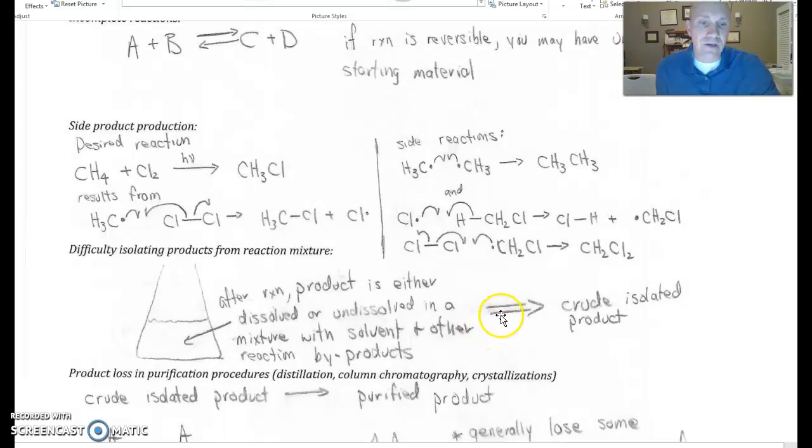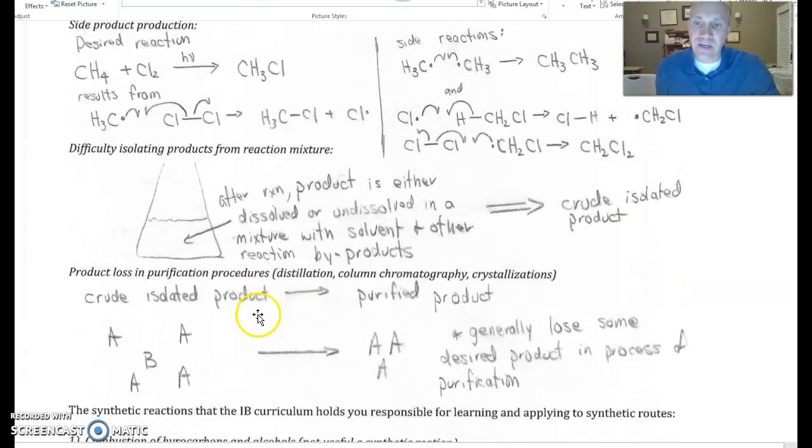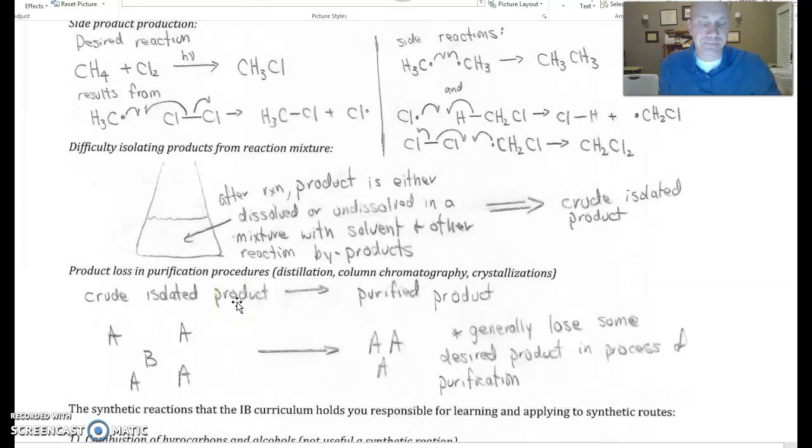There's a couple ways that you can do this, but generally what you call the material once you get it all by itself is the crude isolated product. And crude just means impure. Which leads us to the next problem that can cause loss of some of your chemicals, which is loss involved in purification procedures.